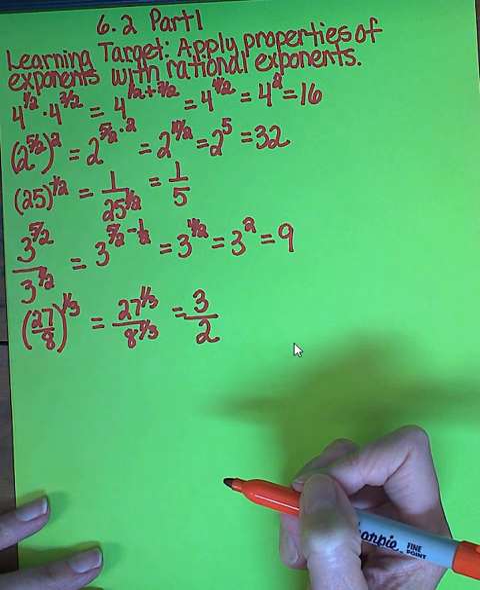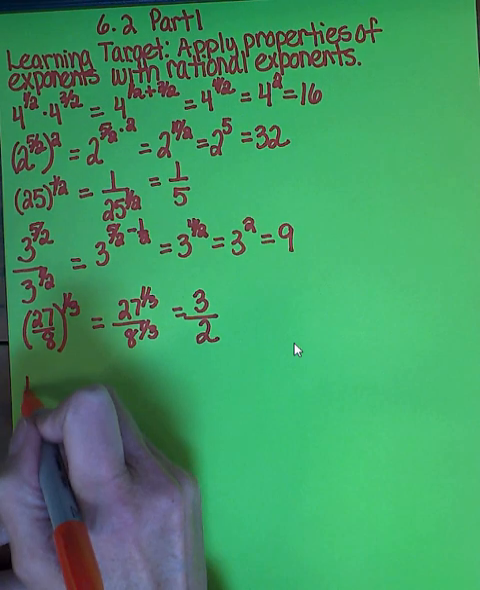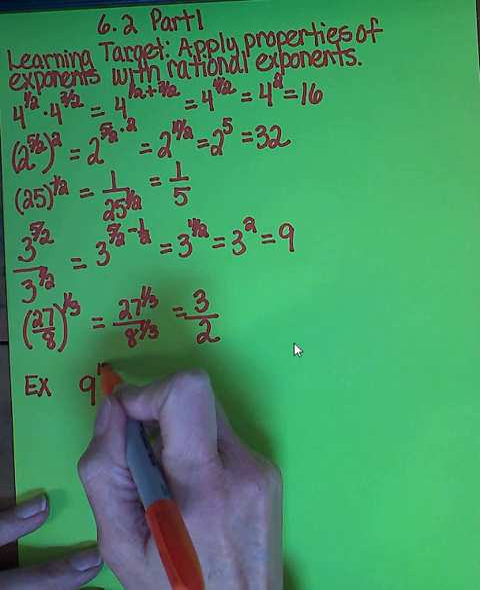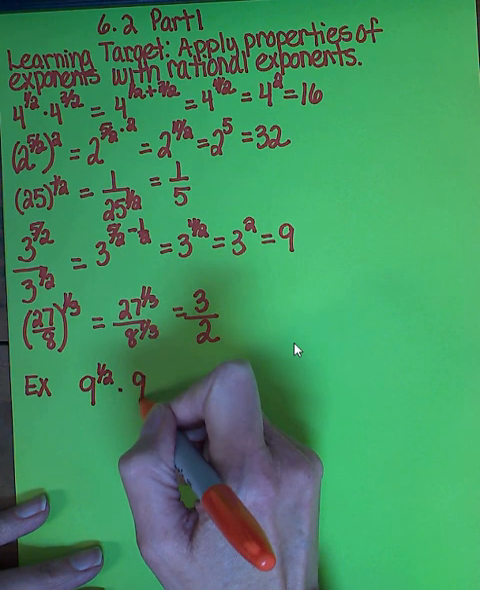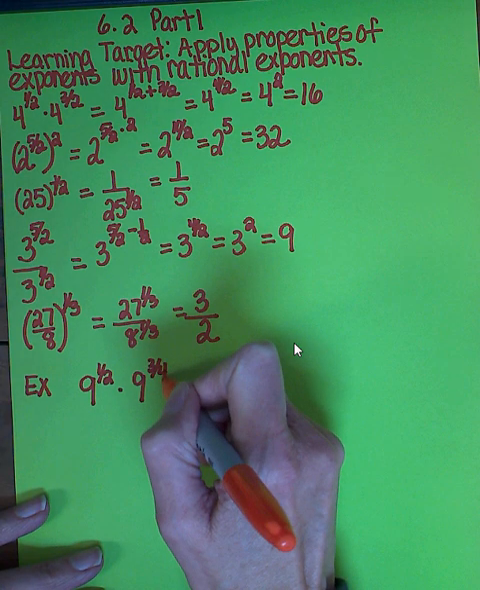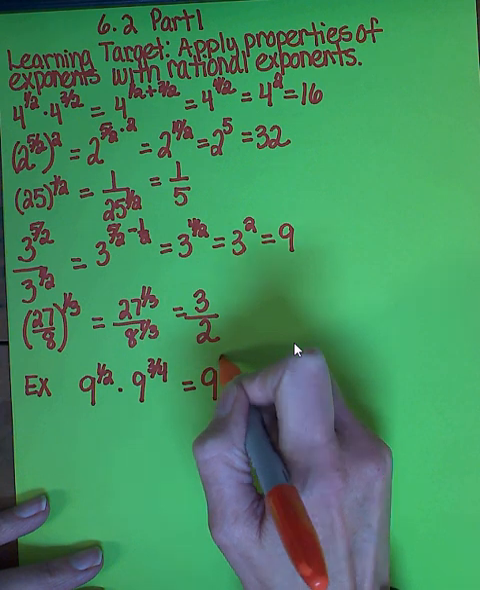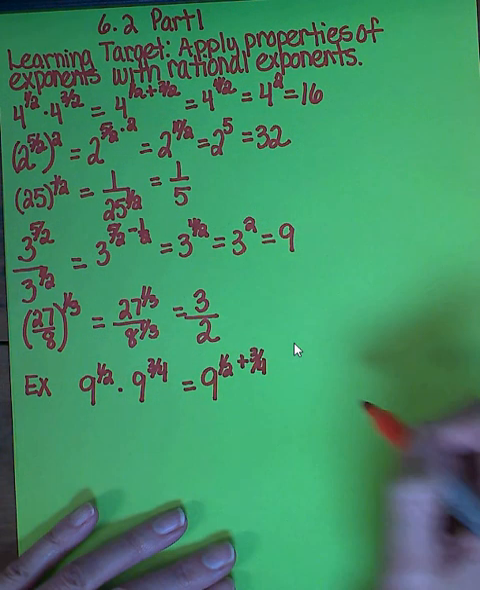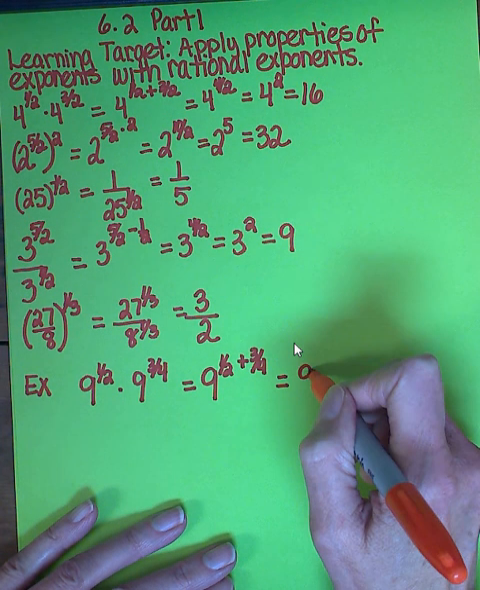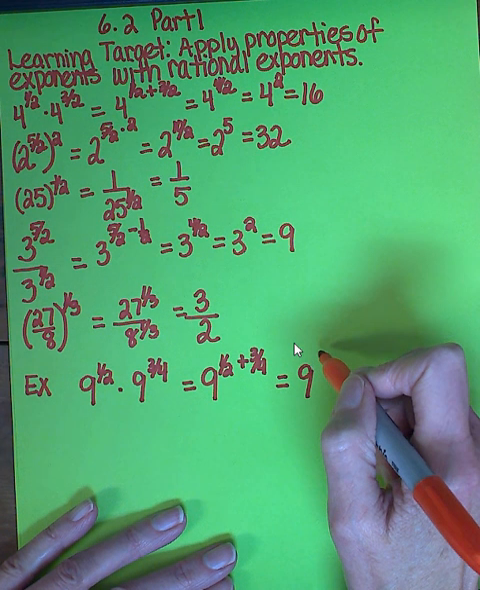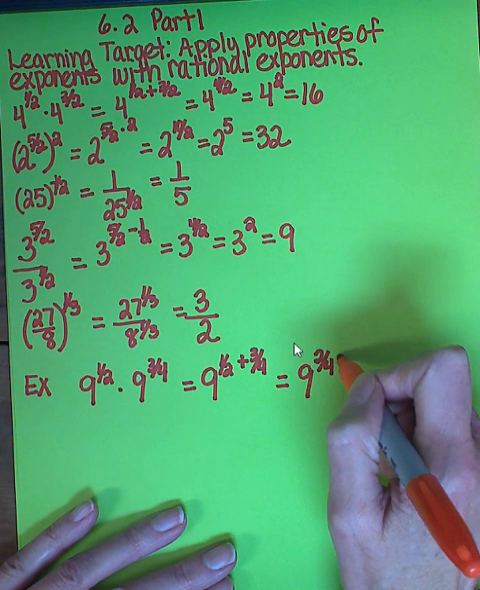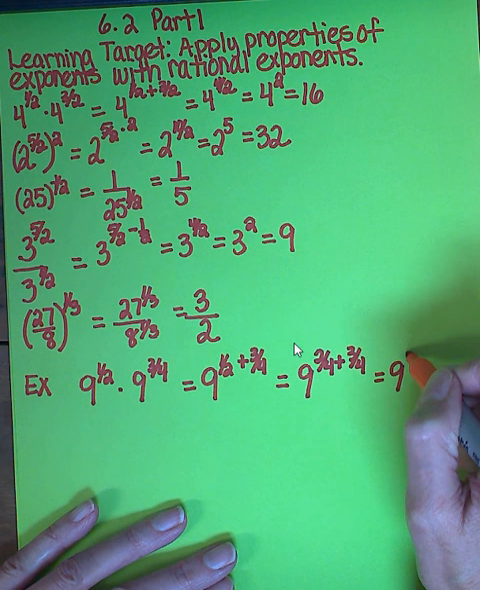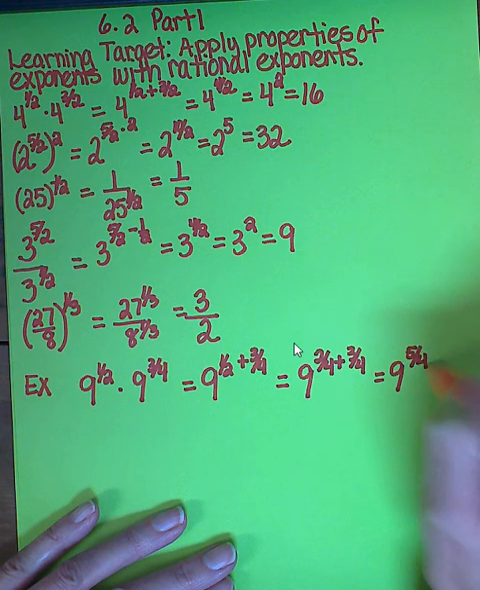Alright, so let's do a few more examples here. If I have 9 to the 1/2 power times 9 to the 3/4 power, I can add the exponents, but these exponents don't have a common denominator. So I would need to convert the 1/2, that would be the same as 2/4. And then 2/4 plus 3/4 would just be 9 to the 5/4 power.